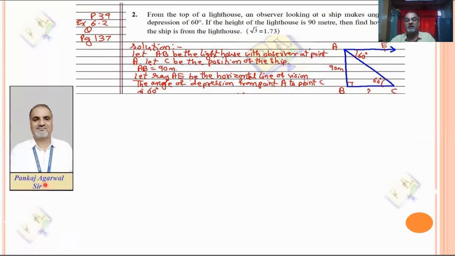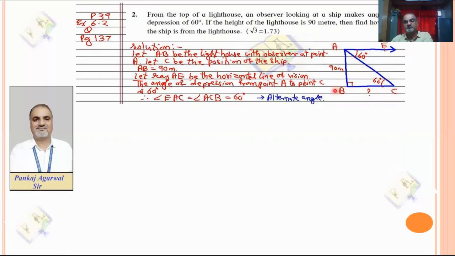Let AE be the horizontal line of vision. Therefore, the angle of depression from point A to point C is 60 degrees. Now, as soon as we write it, we'll write immediately the alternate angle. Therefore, angle EAC equal to angle ACB equal to 60 degrees because of alternate angles. Now, let's talk about this right angle triangle.